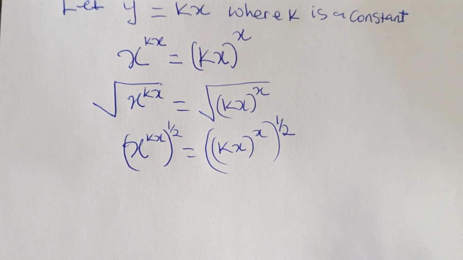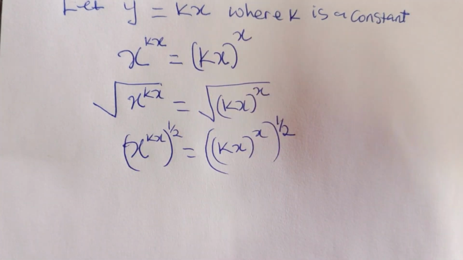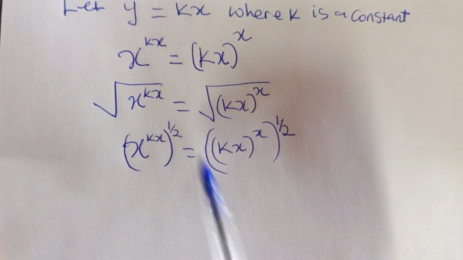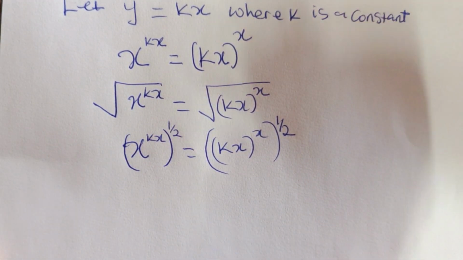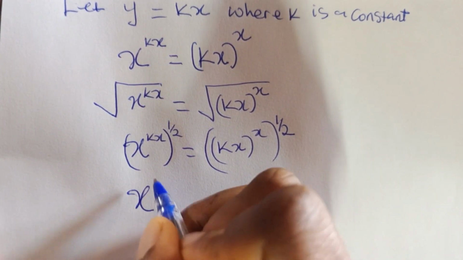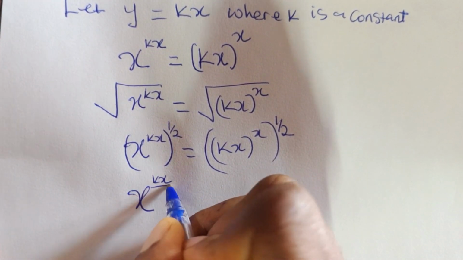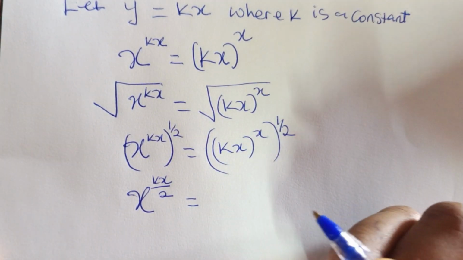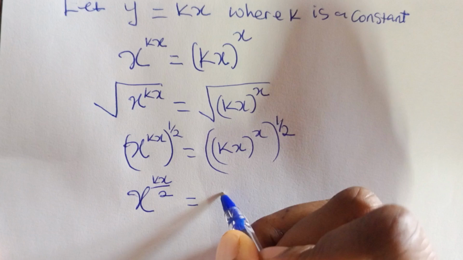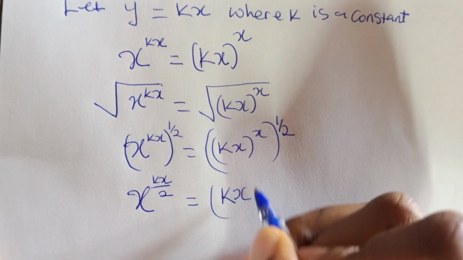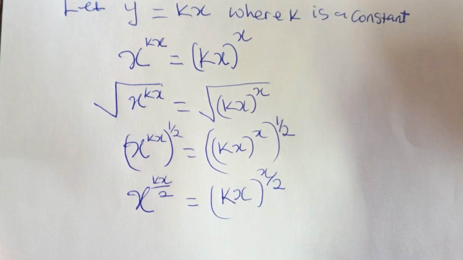Now, let us multiply. You simply say kx times the numerator, which is kx times 1. We are going to have x raised to power kx over 2 equals, we have kx here raised to power x over 2.